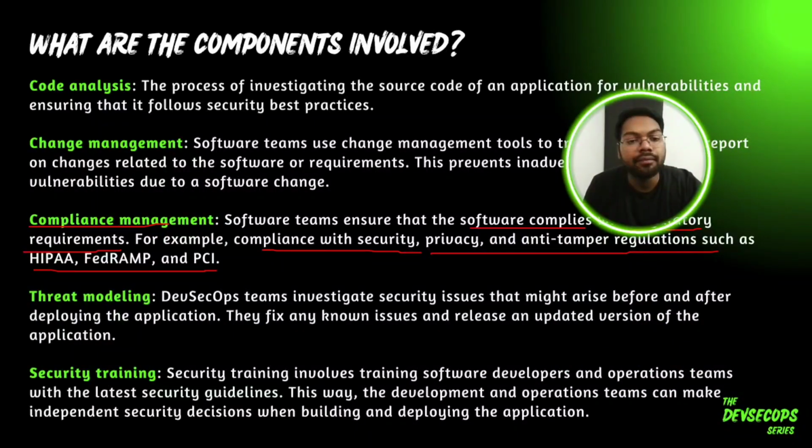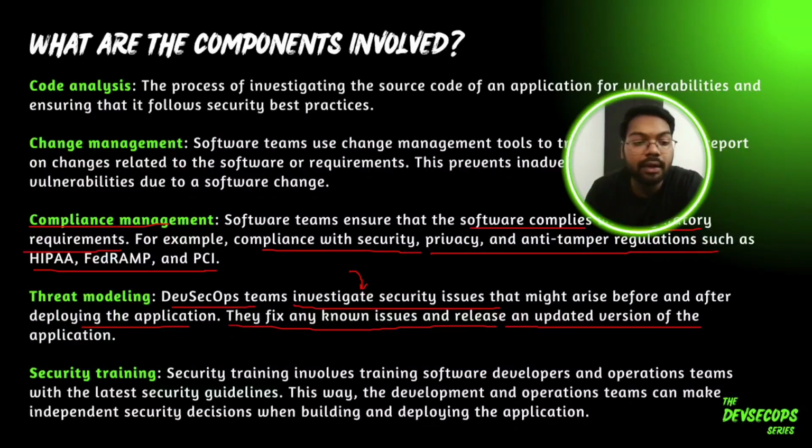Then comes threat modeling. Threat modeling is where the DevSecOps team investigates security issues that might arise before and after deploying the application. The network you have, the infrastructure that you are using, the application tech stack, the packages. You need to know what things are being used, and investigate if there are any security flaws in those things. So they fix any known issues and release an updated version of the application if any are found in the application, the infrastructure, the network, or the other things involved.